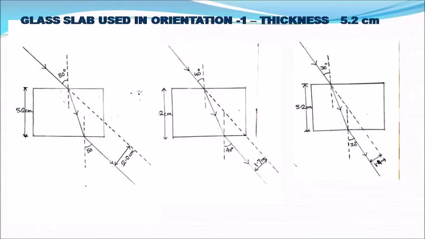These three ray diagrams show that when the glass slab is used in an orientation of thickness 5.2 centimeter, for angles of incidence 50 degree, 40 degree and 30 degree, the lateral displacements measured are 2 centimeter, 1.7 centimeter and 1.4 centimeter respectively.